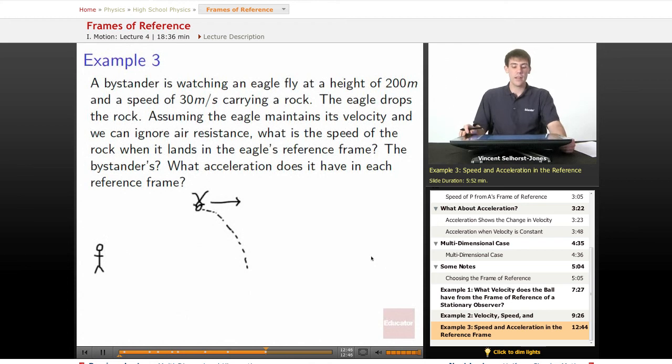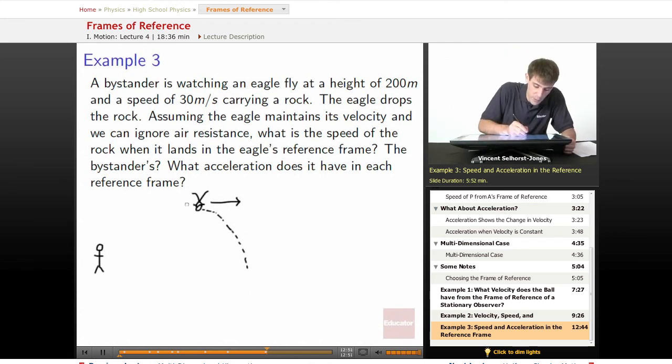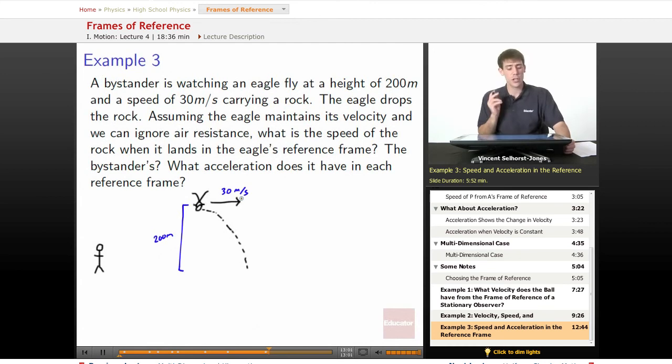Finally, a bystander is watching an eagle fly at a height of 200 meters and at a speed of 30 meters per second carrying a rock. So, above the ground by 200 meters, the eagle is flying along at 30 meters per second. The eagle lets go of its rock, and we're going to allow ourselves to ignore air resistance. What will be the speed of the rock when it hits the ground from the eagle's reference frame?